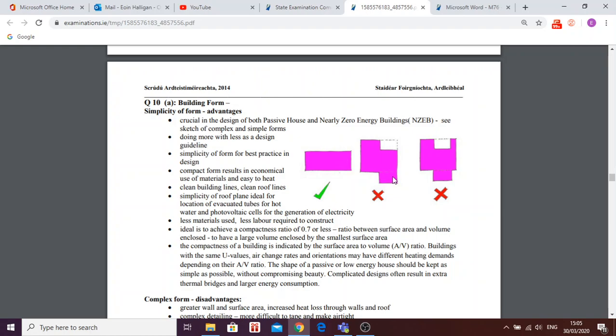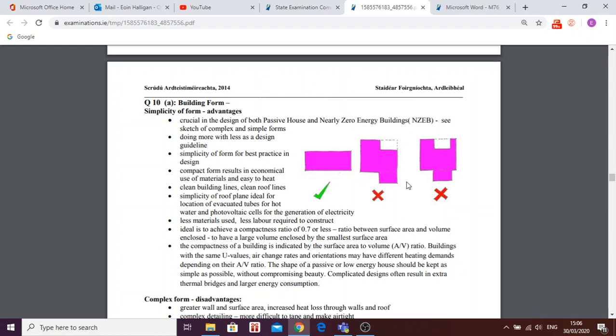What this does effectively is it raises the surface area, right? And it raises that ratio of surface area to volume. What you're supposed to have if you're going for a passive house certification is a ratio of compactness of 0.7 or less of surface area to volume.